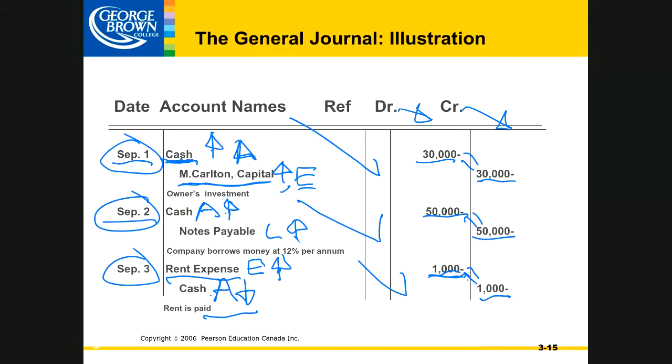Lastly, second to last, we indent the second account or the account that's being credited. And then lastly, for real this time, we give a brief description as to what the transaction was. So in this case, it was an owner's investment, or a better description would be to record an owner's investment.